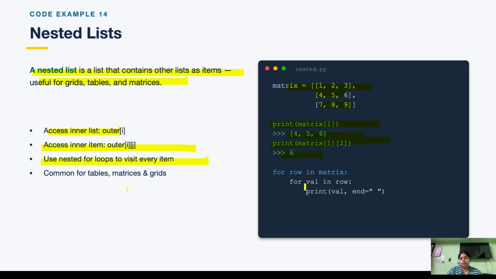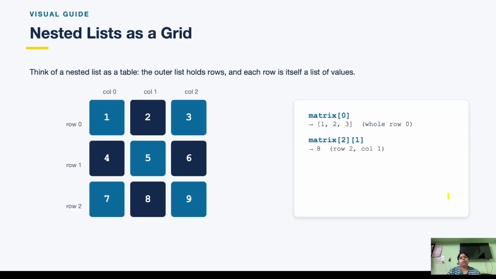For row in matrix, for value in row, and you print it. We have done this in the previous video also: the way we consider rows in loops, the way we consider columns, then we multiply both of them and print it. It is similar to the concept of loops there, and it is implemented in that way only. Now let's see the nested list as a grid. So this part is the column and this part is the row.